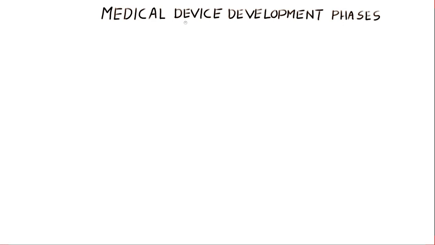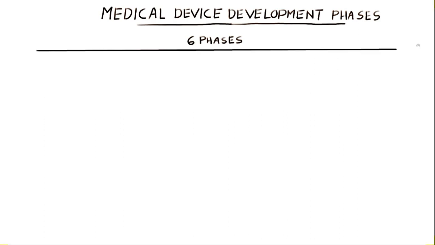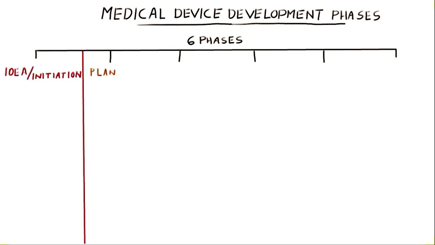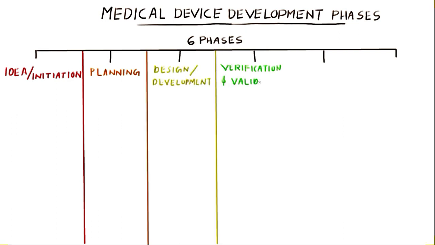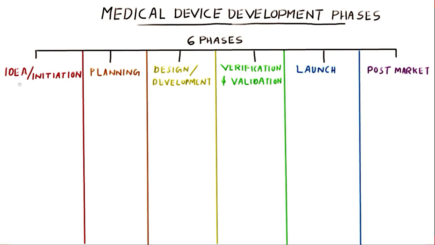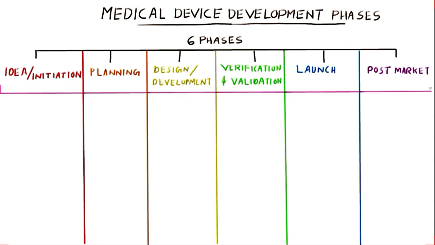Different companies define the development phases in different ways. A few of them may have six phases, and a few may have five phases. Here I have divided the total development phases into six, with some unique regulatory requirements that apply in each phase. The first phase is named idea or initiation. The second is planning. The third is design and development. The fourth is verification and validation. The fifth is the launch, and the last, sixth phase is post-market.